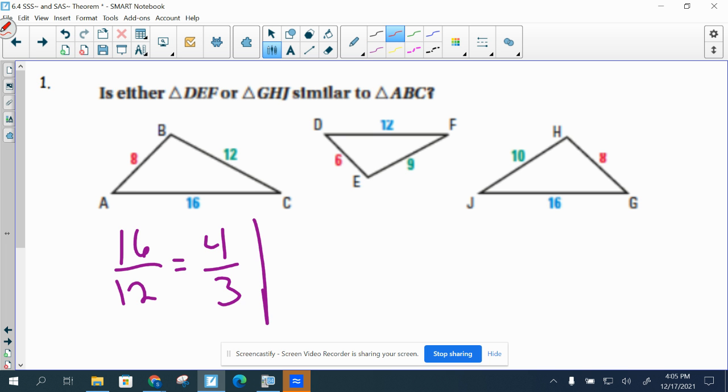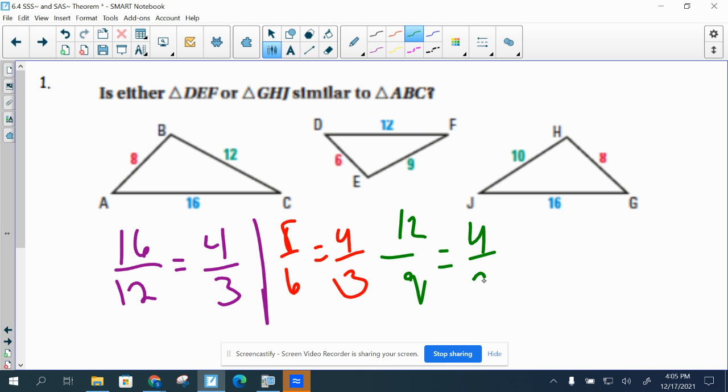I'm going to color code a little bit here. How about 8 over 6? That's 4/3. And if I do the green side, that is 12 over 9. Oh, looks like my pen turned off. So 12 over 9 simplifies, divisible by 3, to 4/3. So this one is a yes.